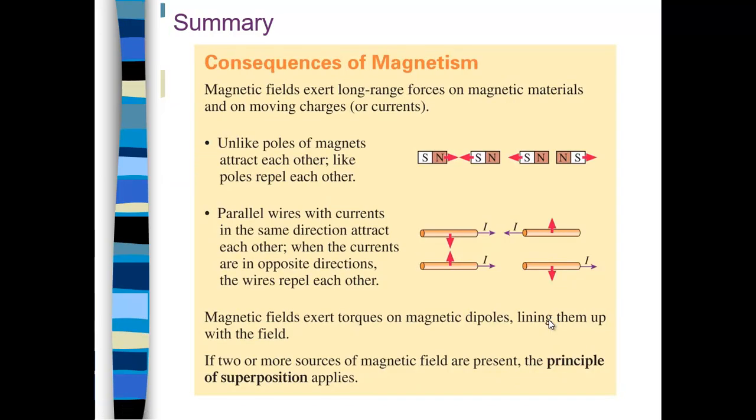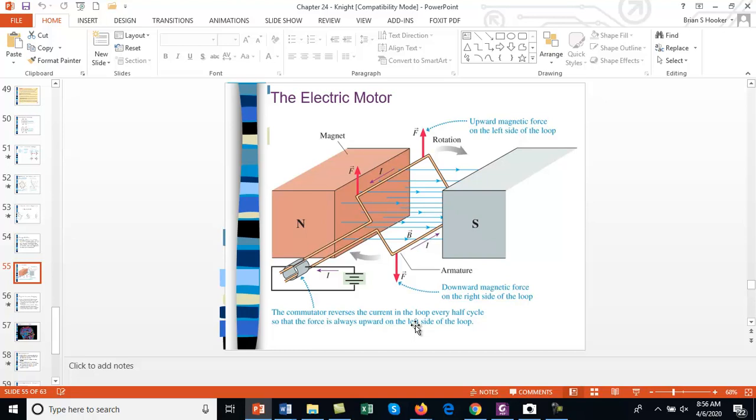We know that north and south poles attract, while like poles, north and north or south and south, will repel. Current flowing parallel in the same direction causes the wires to attract. Current going in opposite directions causes the wires to repel. Magnetic fields will exert torques on magnetic dipoles and line them up with the field. And if you have two or more sources of magnetic fields, then the magnetic fields are additive using vector math, and you can just apply the principle of superposition. Okay, so that concludes this chapter. That was quick. We were able to do it in less than 20 minutes.